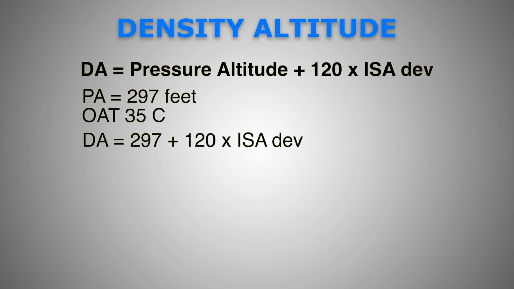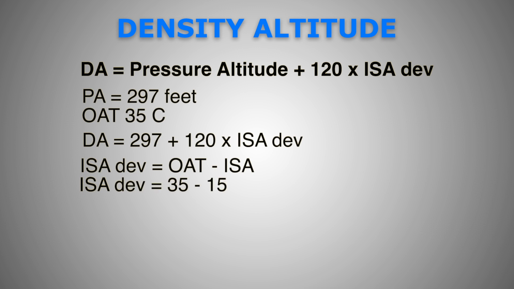So let's calculate ISA deviation now. ISA deviation is outside air temperature minus ISA. The outside air temperature is given as 35 degrees, minus 15 degrees. Why 15 degrees? Because we are at sea level. The airport elevation is about 50 feet. At 50 feet, we can consider it sea level. So we have 35 minus 15, and we get 20. 20 degrees is the ISA deviation.